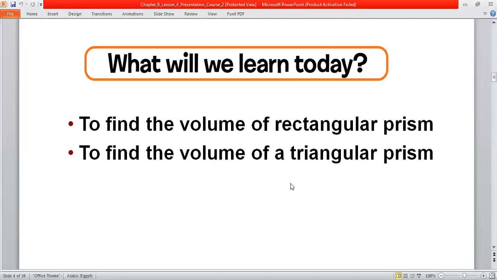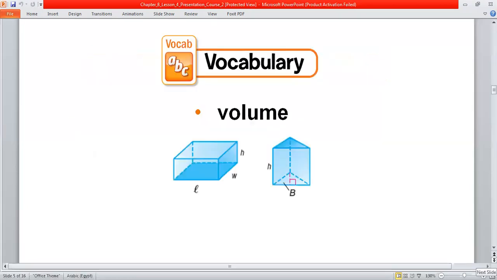What we learn today: we will learn today to find the volume of the rectangular prism and find the volume of the triangular prism. So we need to find the volume of both solids. What are the two solids? Rectangular prism, or we can call it cuboid, and triangular prism.